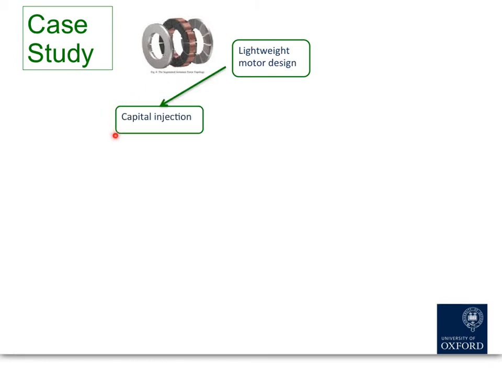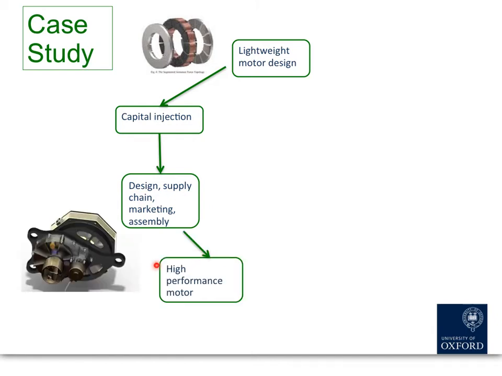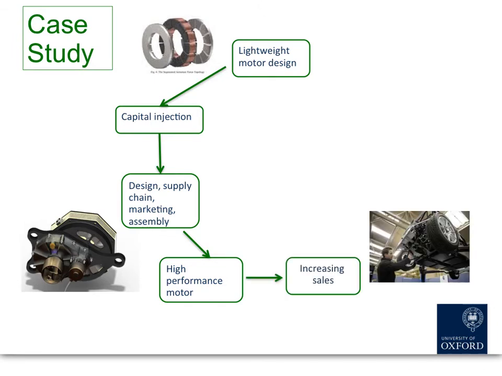The entrepreneurial activity required a cash injection, meeting up with particular suppliers, and finding customers. This led to a design, supply chain, marketing and assembly, and sales to the market, allowing a high-performance motor to actually be established. Over time, this led to increasing sales into various niche applications.